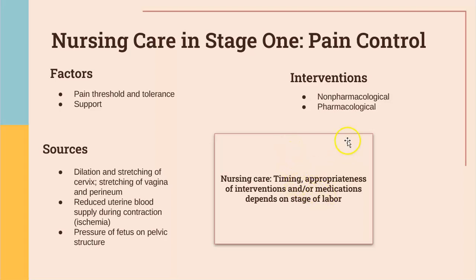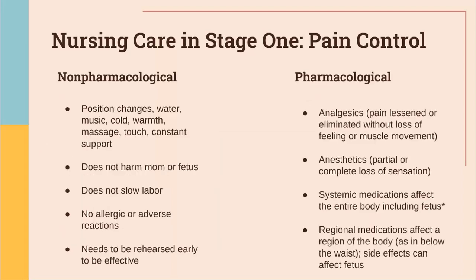So if you have a mom that's early on in labor, what you might offer is going to be different than for somebody who's 8 or 9 centimeters and feels like she has to push. So we'll talk a little bit about what you're going to offer your patients and when. You can always offer position changes, water, music, massage. It just depends on what your patient has communicated to you is acceptable for her or what she wants to do. It doesn't harm mom or fetus. It doesn't slow the labor down. There's no allergies or adverse reactions to worry about, but it does need to be rehearsed early to be effective.